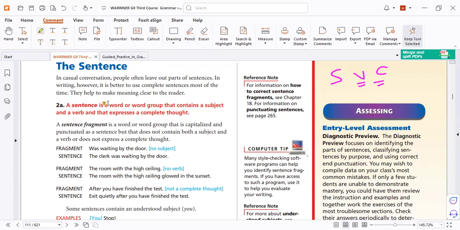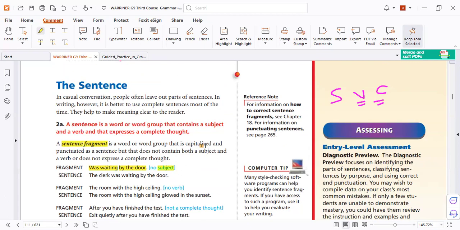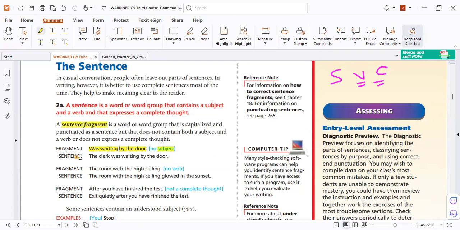So if we look at this one, was waiting by the door. Who was waiting by the door? Who? We don't know. So there is no subject. That means it lacks a subject. That's what we call in English a sentence fragment. Fragment means it's a part of a sentence, not a sentence. So we call it a fragment sentence.